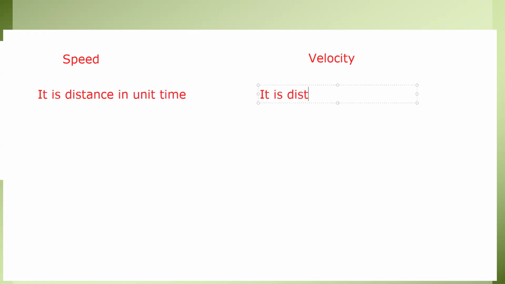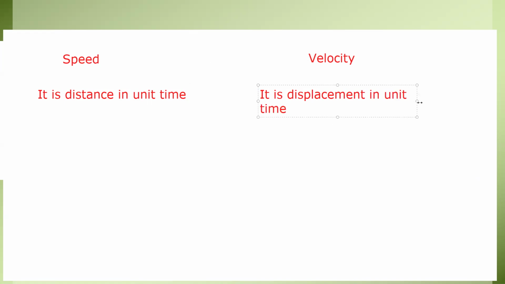So the difference between the speed and the velocity: speed is distance covered in a unit time, and velocity is displacement in unit time.